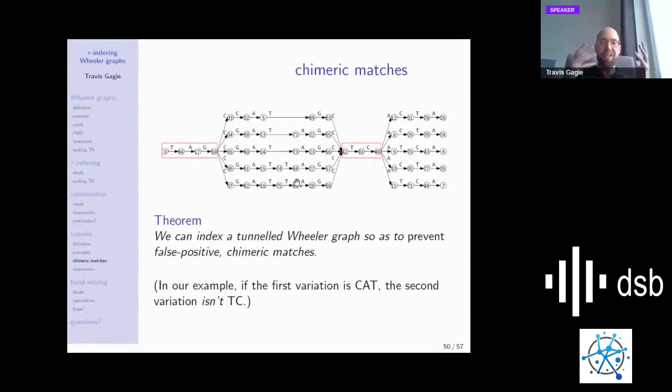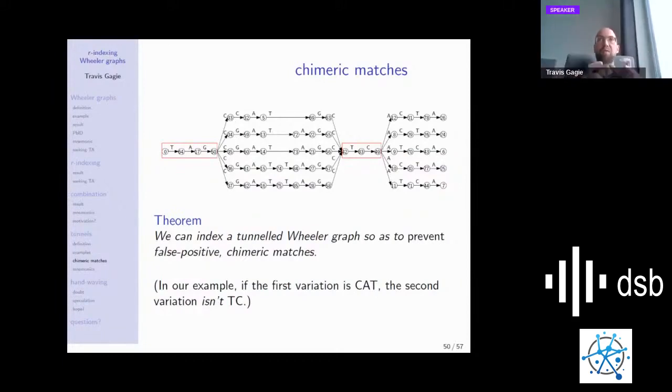So you can index a tunneled Wheeler graph so as to prevent false positive chimeric matches, which are bad, maybe. So in our example, if the first variation is CAT, the second variation isn't TC, and maybe you don't want to include things with CAT and TC in your index, because maybe if you have CAT, then if you have TC, it will kill you.